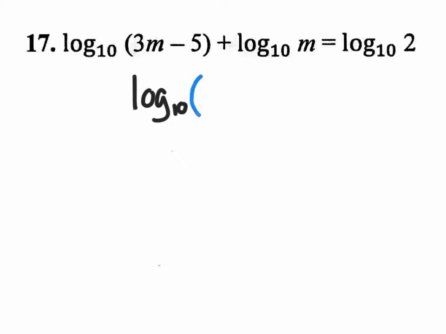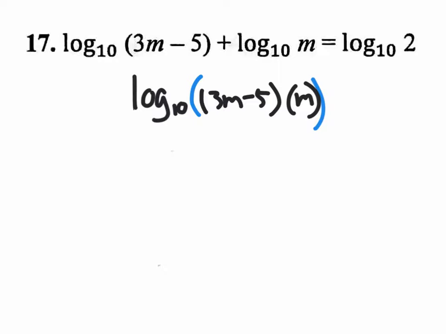So in parentheses, we're going to have the 3m minus 5 times m. So what I did was take both common logs and write them as one single common log. I took this guy, put it here, this guy, put it here, and we're going to multiply them together now. This is what we call condensing using the product property.